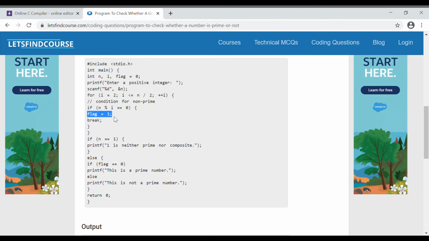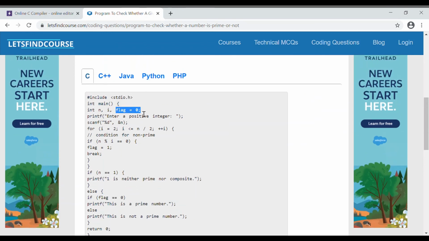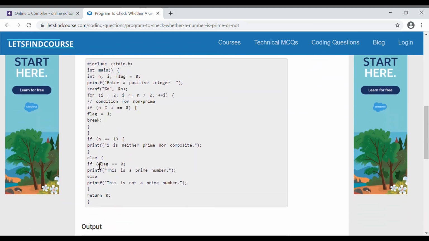Here we set a flag: if the number is divisible, we set the flag as 1. So if the flag value at the end of the loop is 0, it means this condition never fulfilled, meaning no divisibility was found for the given number. In such a scenario, if no factor is found, then that number is called a prime number. So this condition never fulfilled, and we can say that it is a prime number.